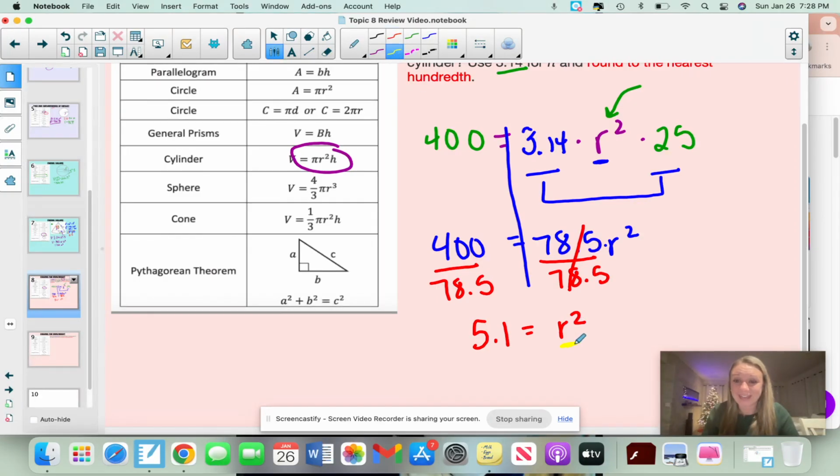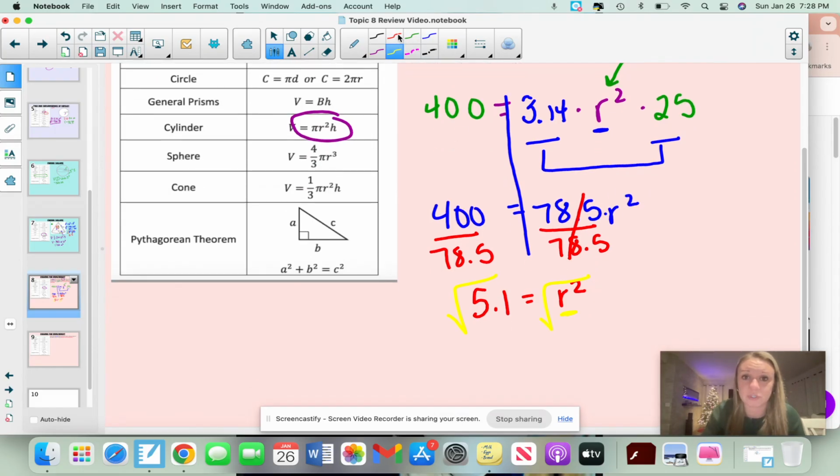You are not fully isolated with the r yet. To get r by itself, to undo squaring a number or something to the second power, you take the square root. And remember, in your calculator, that's second x squared. So second x squared 5.1. Now your calculator gives you about 2.258. The problem says to round to the nearest hundredth.